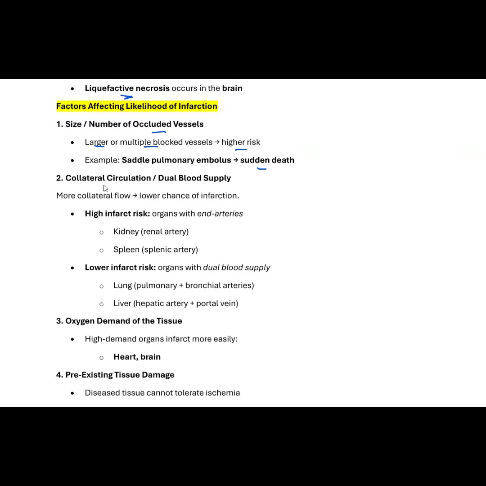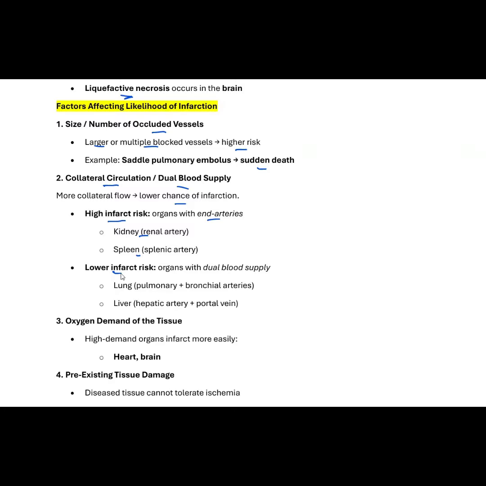And then the next one is collateral circulation or dual blood supply, which is what we saw in the question earlier. So the more collateral flow, the lower chance of infarction, because even if one is blocked, they will still be getting blood from other collateral circulation or other blood supply. And so high infarct risk organs are those with end arteries, right? Examples like kidney, spleen, they only have one artery, right? So only one artery.